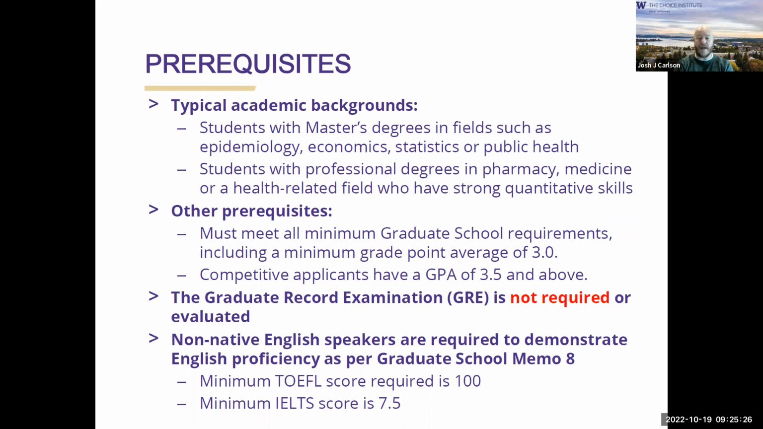Other prerequisites are that they have to meet the minimum graduate school requirements, which is a minimum grade point average of 3.0, although many have above that. That is to say, most have above 3.5. The GRE is not required this year, and we will not be evaluating it if it is submitted, in order to keep the playing field level.